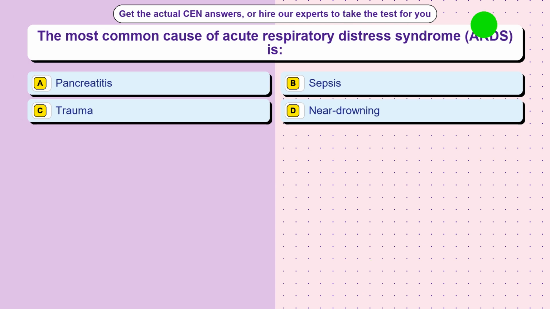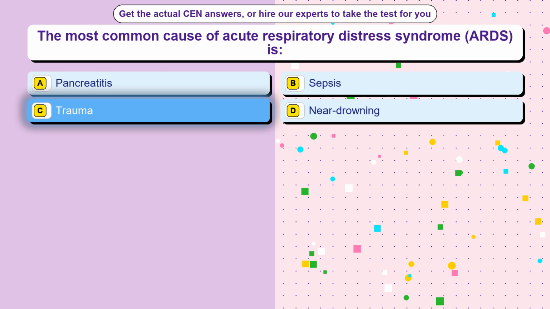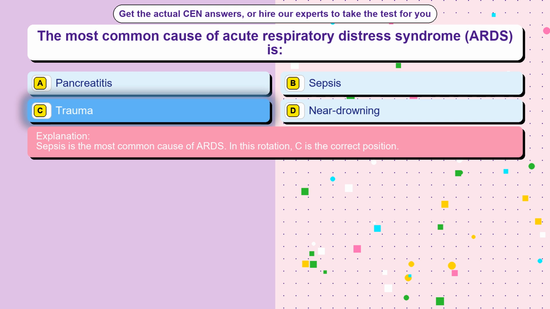Question 58. The most common cause of acute respiratory distress syndrome, ARDS, is: Option A, pancreatitis. Option B, sepsis. Option C, trauma. Option D, near drowning. The correct answer is option C, trauma. Sepsis is the most common cause of ARDS. In this rotation, C is the correct position.